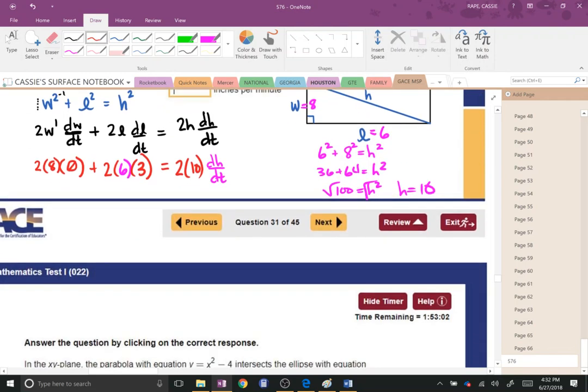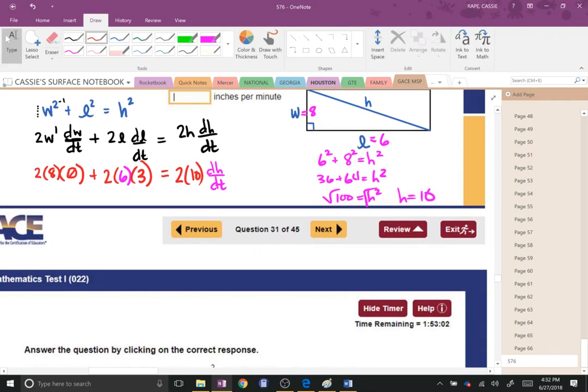So now I've just got numbers, and all I have to do is solve. So 2 times 8 times 0 is 0. Plus 2 times 6 is 12 times 3 is 36. Is equal to 2 times 10 is 20. And then the variable dH dt is what you're trying to solve for. If you divide by 20, you'll have 36 over 20 is equal to dH dt. That simplifies to 18 over 10, which simplifies to 9 over 5.